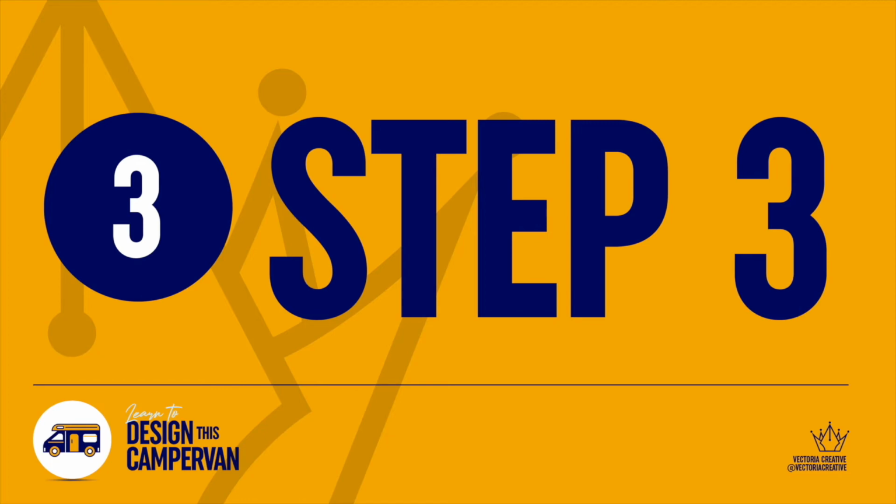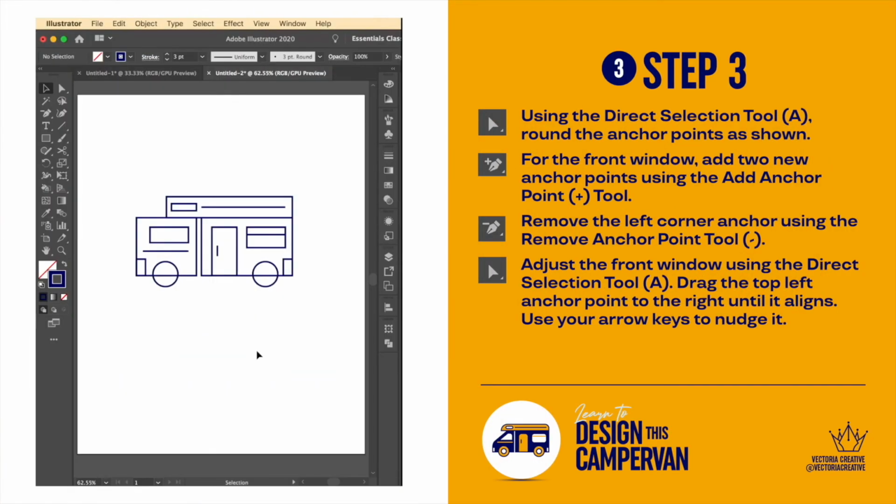Now let's give our camper van a windshield. Using the Add Anchor Point tool, add two new anchor points, one just to the left of that line you drew, and one just below the top rectangle. Now, using the Remove Anchor Point tool, remove the top left anchor point from the square. Now grab the Direct Selection tool and nudge the top left corner in so that it aligns with the front of the vehicle. The final thing you need to do in this step is round out the corners where shown.